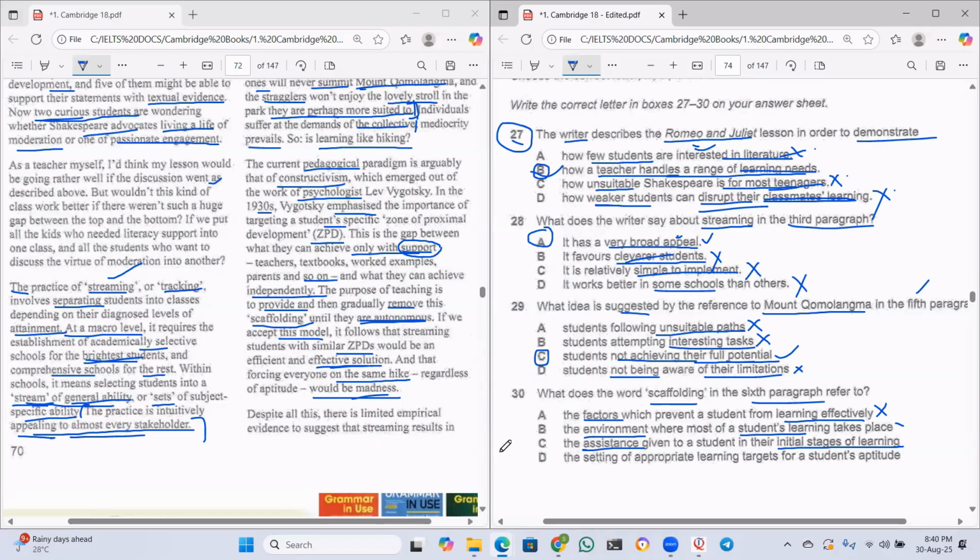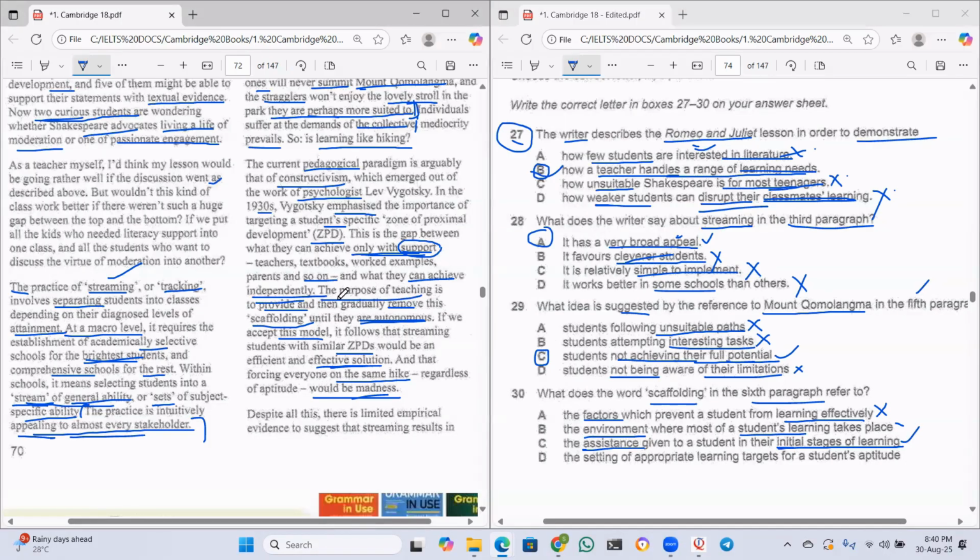So IELTS is all about synonyms, guys. You have to match the synonyms. Where are the words with the same meaning? This gap between what they can achieve only with support, okay, and what they can achieve independently. So the assistance given to a student in their initial stages of learning, yes, exactly. C is the perfect answer. There is no doubt at all.